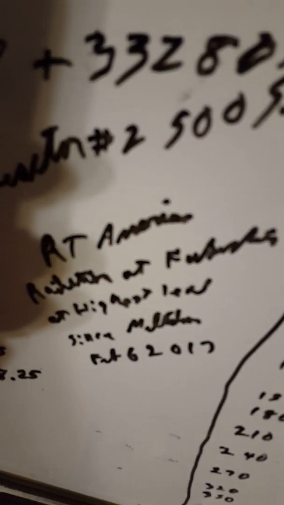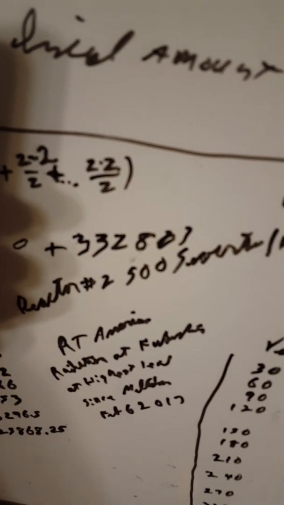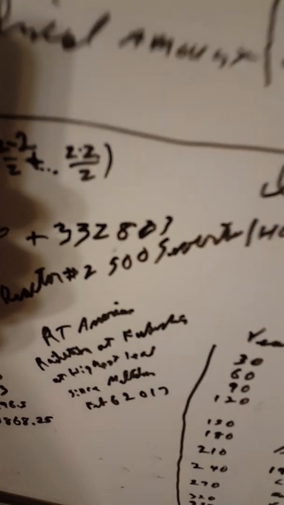Okay, folks, this is based on a report made by RT of America on YouTube: Radiation at Fukushima at highest level since meltdown, February 6, 2017. According to them, reactor number 2 was sitting at 500 sieverts an hour.